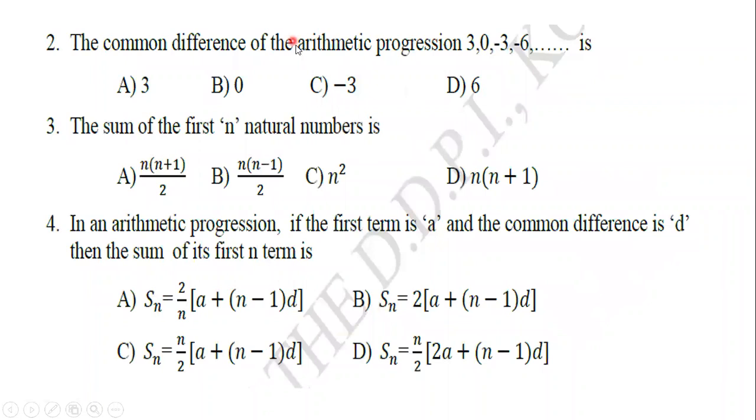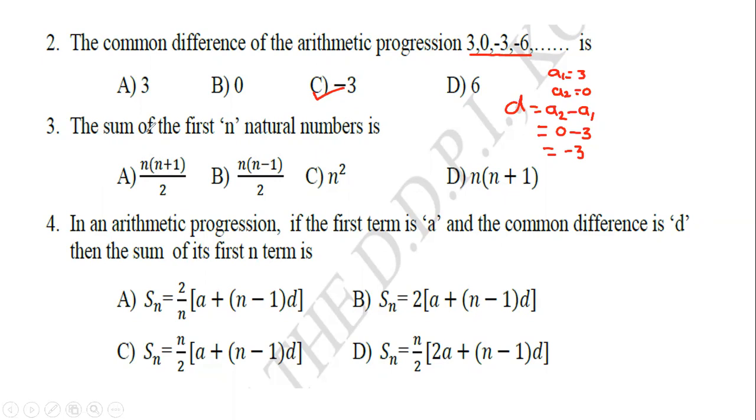Next, the second question: the common difference of the arithmetic progression 3, 0, minus 3, minus 6. Here A1, the first term, is 3 and A2, the second term, is 0. So the common difference D equals A2 minus A1. The value of A2 is 0 minus A1, which is 3, so that equals minus 3. So the common difference D is minus 3. Option C is correct.